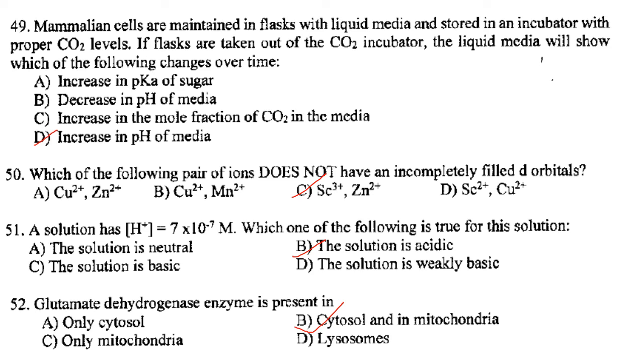And next one, which of the following pair of ions does not have incompletely filled d orbitals? Now Sc3+ and Zn2+. Now Sc3+ has the electronic configuration 1s2, 2s2, 2p6, 3s2, 3p6. So it is all completely filled d orbitals. And Zn2+ is having 1s2, 2s2, 2p6, 3s2, 3p6, 3d10. So that is also having completely filled d orbitals. So the answer is option C.